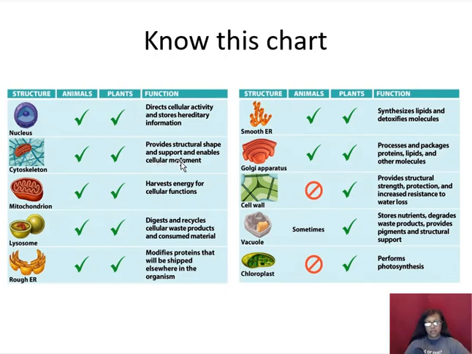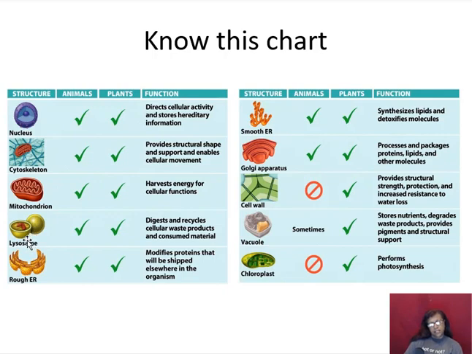It's like cabling that you'll see inside the cell, and it's called the cytoskeleton, and it provides structural shape and support and enables cellular movement. So cells can actually move if they choose to. The mitochondria is known as the powerhouse of the cell. We're going to talk more about that when we talk about energy. But right now, just remember that the mitochondria is the powerhouse. It harvests energy for cellular function. Remember, we talked about the mitochondria in terms of the endosymbiosis theory.